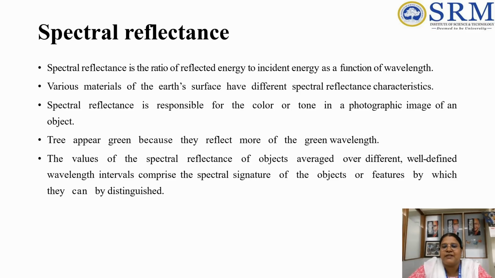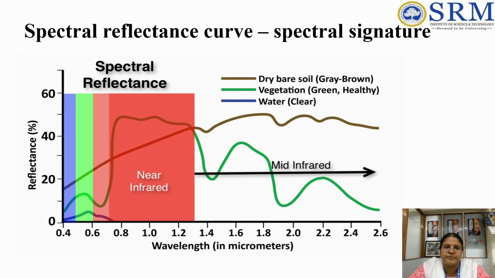The values of the spectral reflectance of objects averaged over different well-defined wavelength intervals comprise the spectral signature. This reflectance follows a certain pattern for each and every distinct feature, for example, for soil, for water, and for vegetation. So it has a peculiar reflectance pattern for each feature, and that is called the spectral signature of each and every feature.